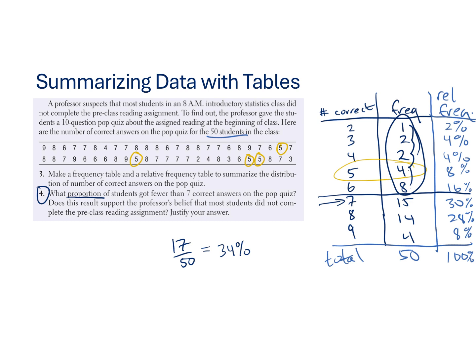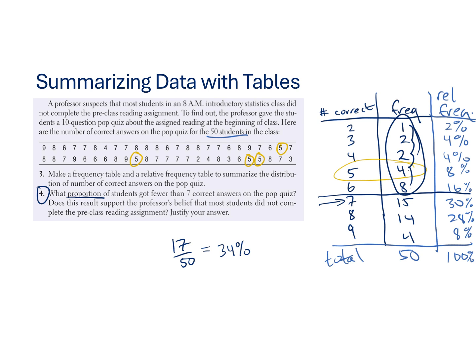It basically says, interpret this. What does this mean? Does this result support the professor's belief that most students did not complete the reading assignment? Well, looks like 34% of students failed, right? Fewer than 7 correct means you got a 6 out of 10. To me, it sounds like 34% of students maybe didn't do the reading. If you got 7 right or more on the reading, you probably did it. So does this support it?